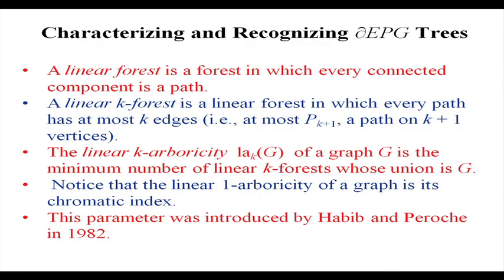And lastly, we're able to characterize and recognize the trees that are boundary EPG. A linear forest is a forest in which every connected component is a path, and it's a linear K-forest if it's a linear forest where every path has at most K edges, i.e., at most K plus 1 vertices as a chordless path. And the linear K-arboricity is the minimum number of linear K-forests whose union is a graph G. And notice that linear 1-arboricity of a graph is its chromatic index. This is a parameter that was introduced by Michel Habib and a student of his, Peroche.